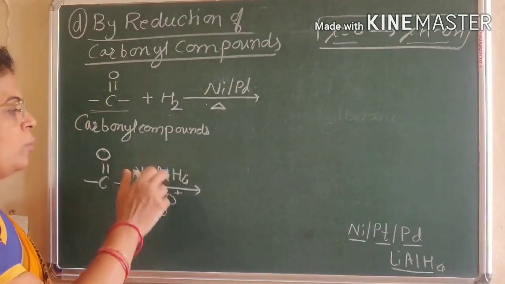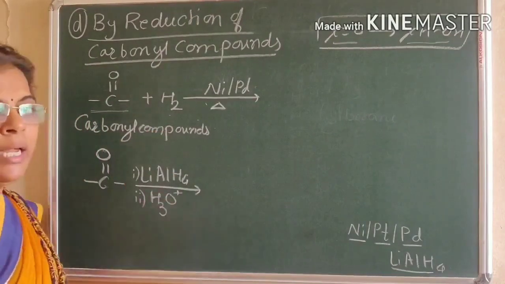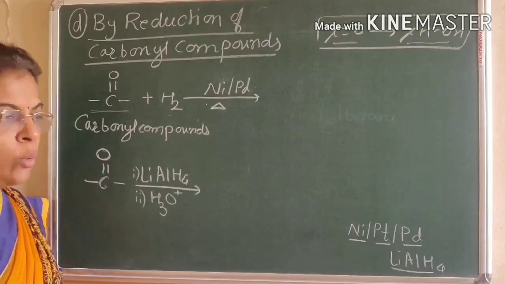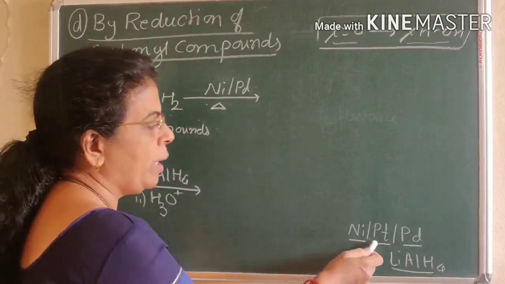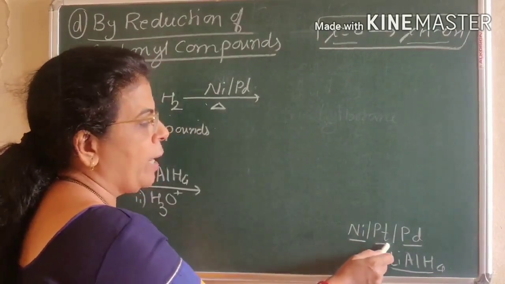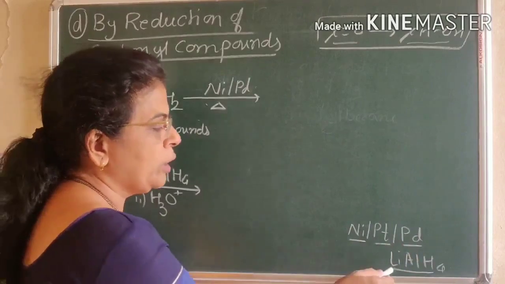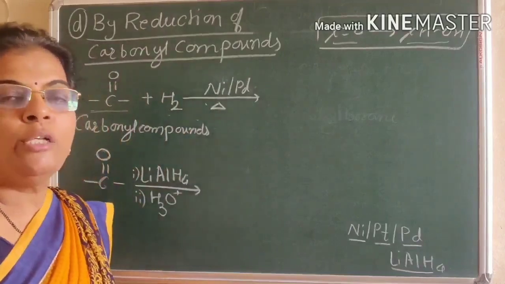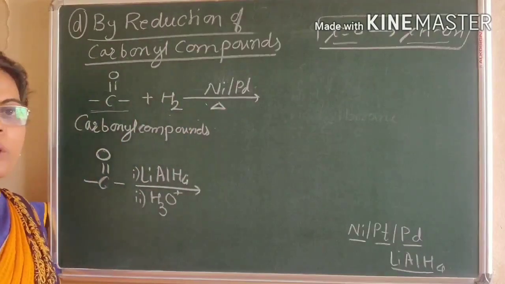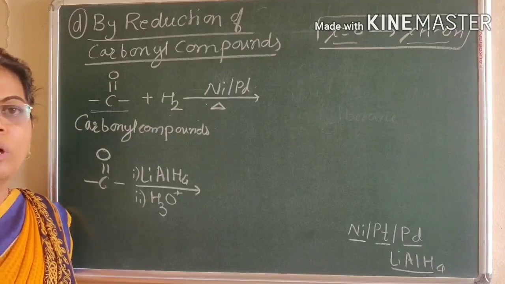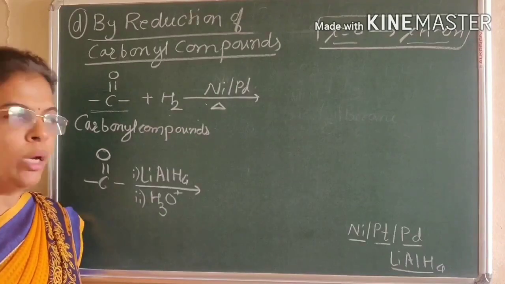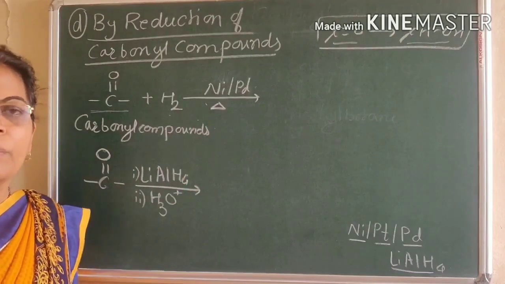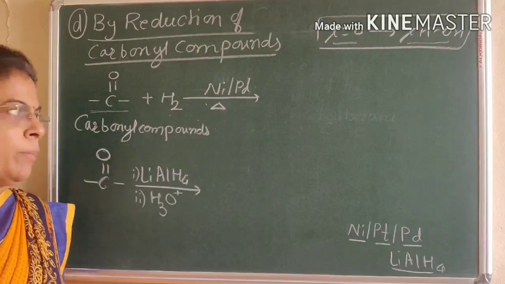Now here, two methods are there, or two different catalysts are used to convert these carbonyl compounds into alcohols. These are either metallic catalysts like nickel, platinum or palladium, or lithium aluminum hydride, that is LiAlH4, which is also used for the reduction of these aldehydes, ketones or carboxylic acids into alcohols. First we are going to see the reduction by using nickel, platinum or palladium catalyst.